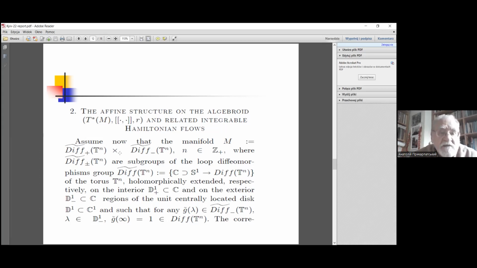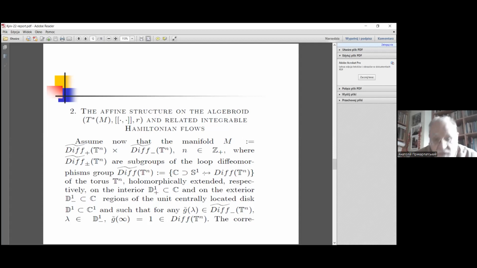to be the so-called product of the diffeomorphism group of the torus Tn and the n-dimensional torus Tn, depending on some parameter lambda. Some words about this construction. We consider this loop diffeomorphism group, which is constructed the following way.